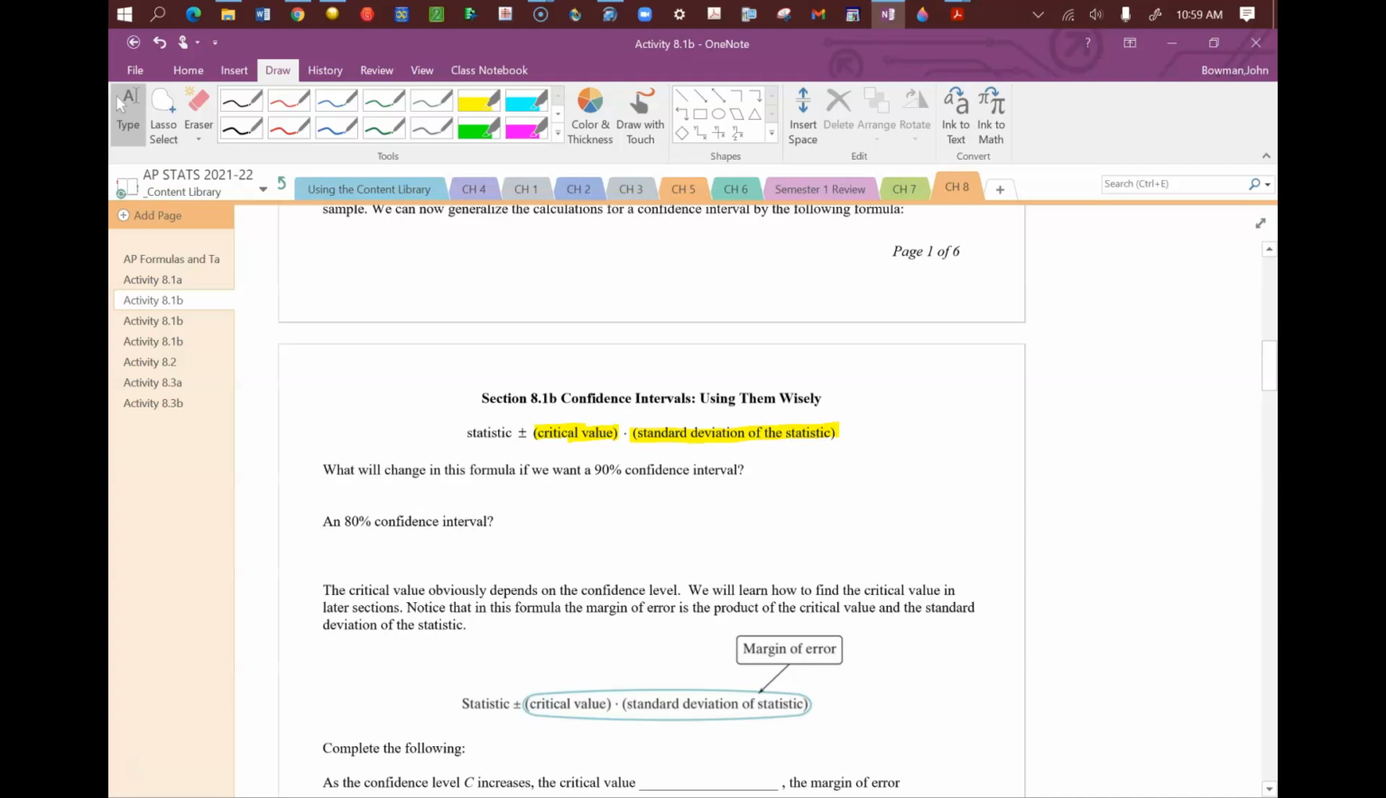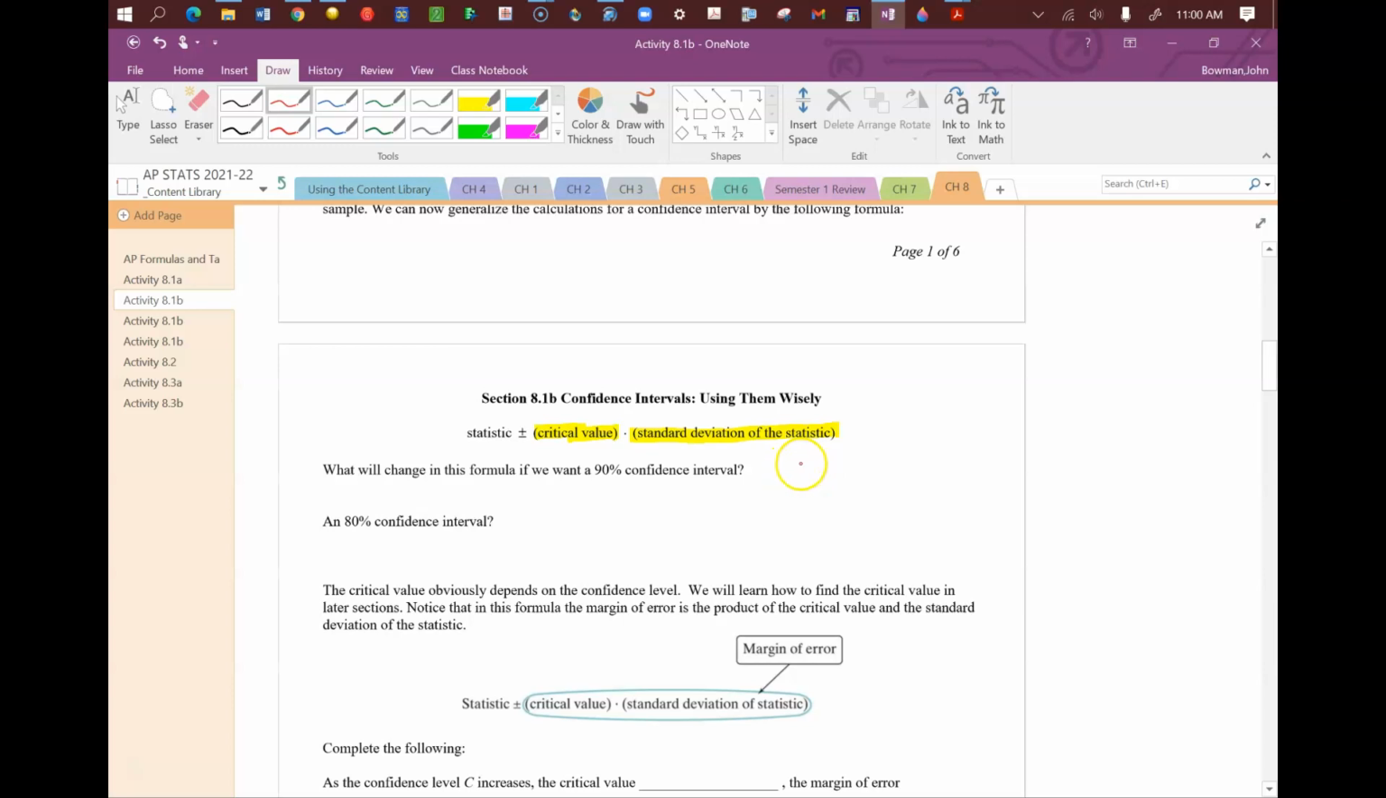Well, as you know from the empirical rule, if you want to be 68% confident, you would go out 1 standard deviation, so the critical value would be 1. And if you wanted to be 95% confident, you would go out 2 standard deviations, so the critical value would be 2. And if you wanted to be 99.7% confident, the critical value would be 3. So a 90% confidence interval would require a critical value between 1 and 2.